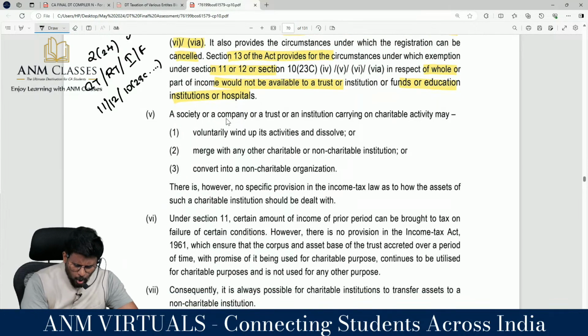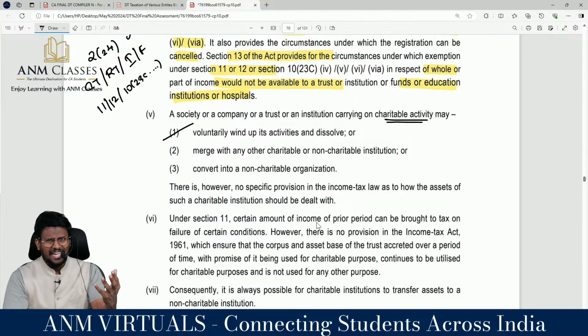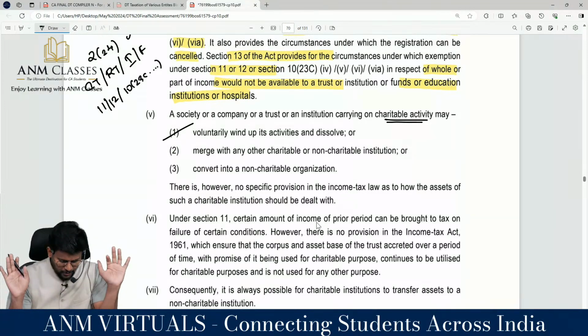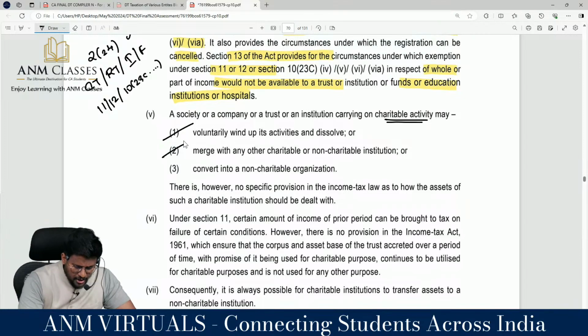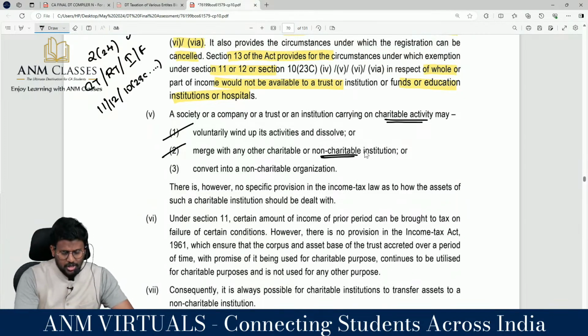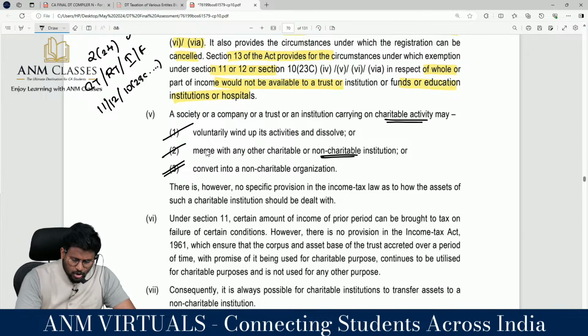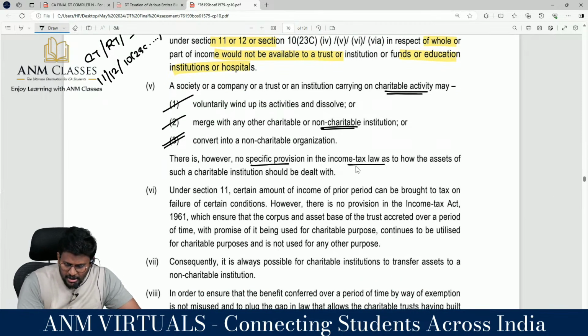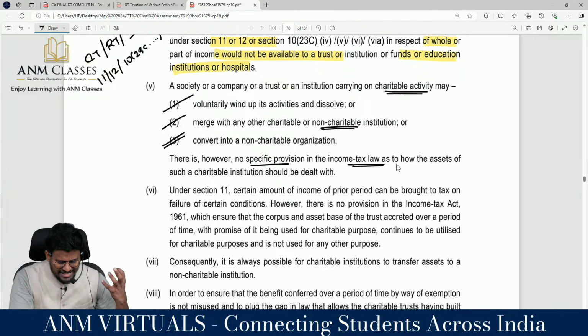So a society or a company or a trust or institution carrying on an activity may voluntarily wind up its activity and dissolve. I can decide that from today onwards I am not providing charitable activity. I am stopping the charitable activity, I am dissolving, or I merge with another charitable or non-charitable institution, or convert into a non-charitable organization. There is, however, no specific provision in the income tax law as to how the assets of such a charitable trust should be dealt with.